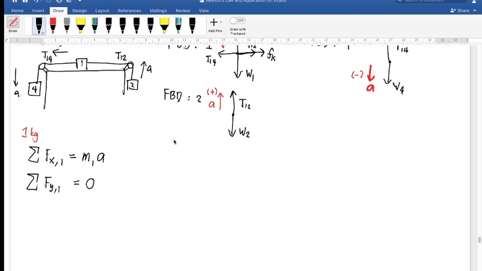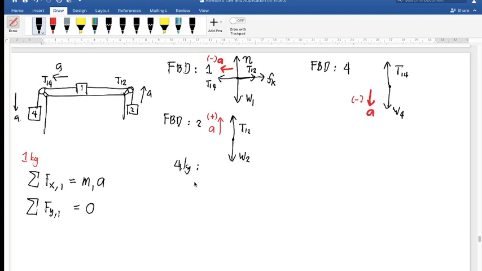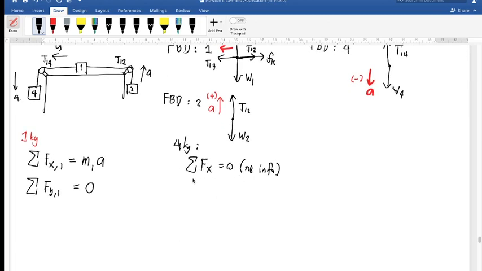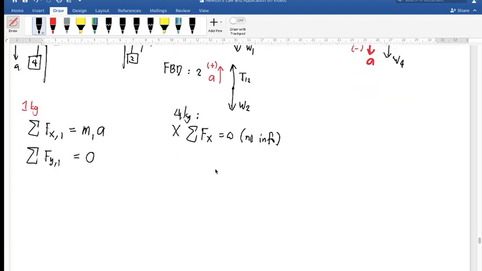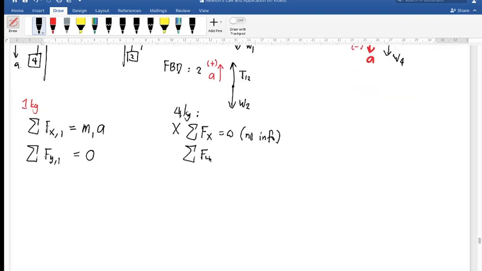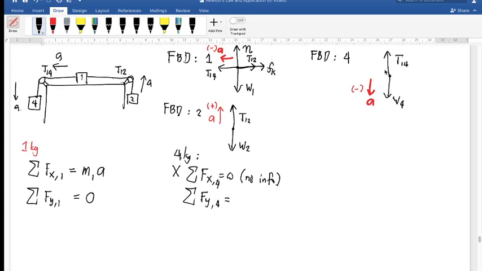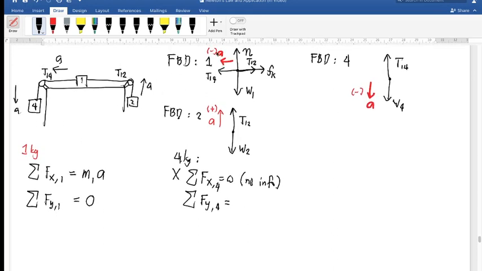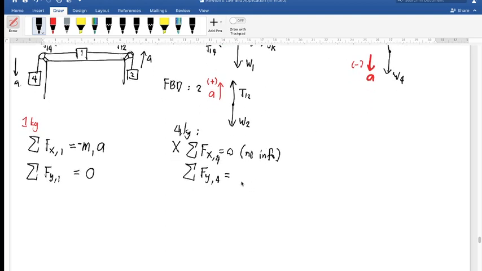How about for the 4 kilogram? What are the forces along x and y? The forces along x is basically equal to 0, but we cannot get any information, so that equation is useless. Then how about the summation of forces along y for the 4 kilogram? Since it accelerates along y, we have to take note. I forgot that the acceleration for the 1 kilogram is negative, so I just have to put a negative here. And for this one, still negative, but your mass is now equal to 4, so negative M4A.